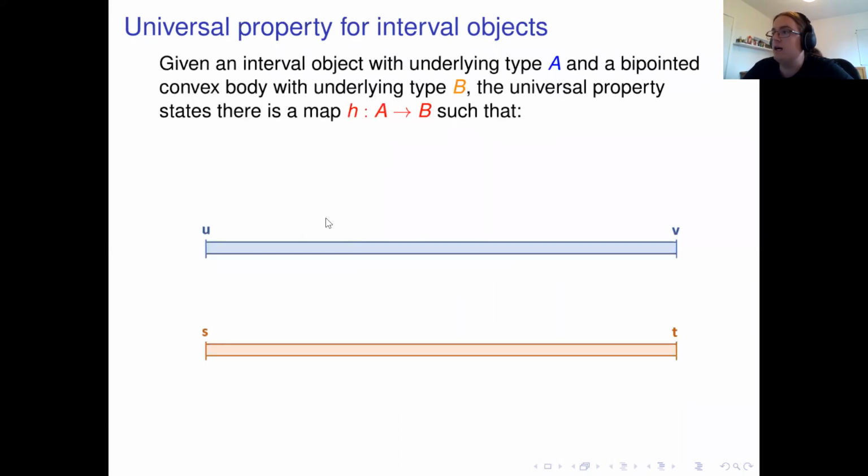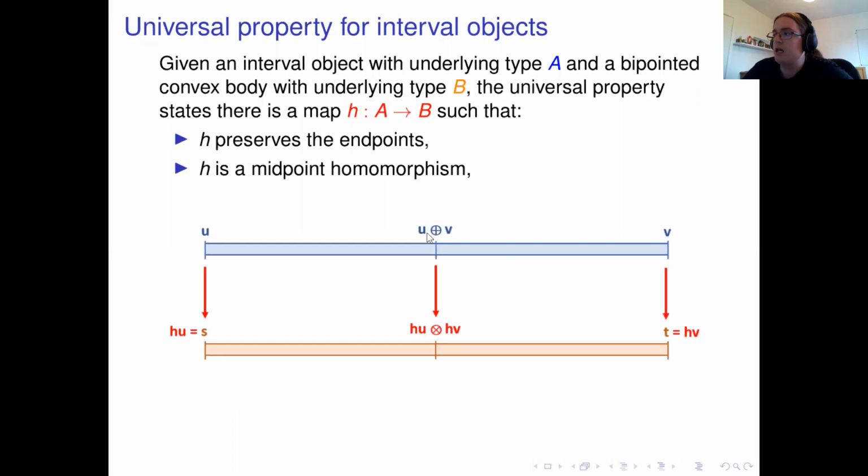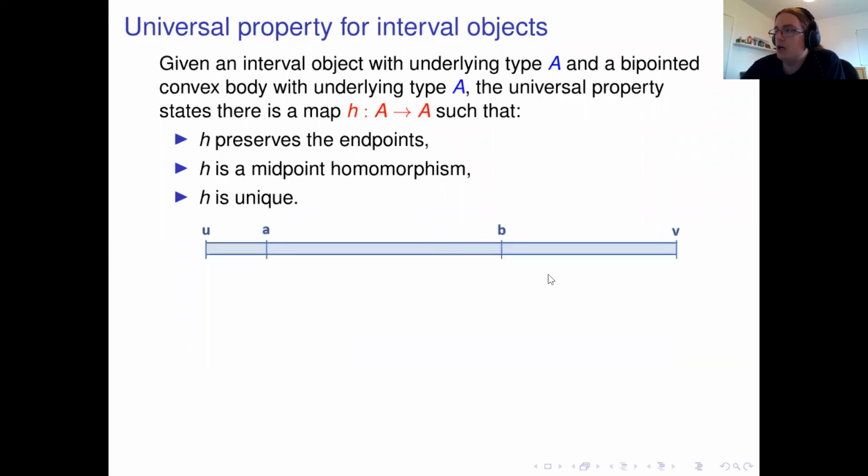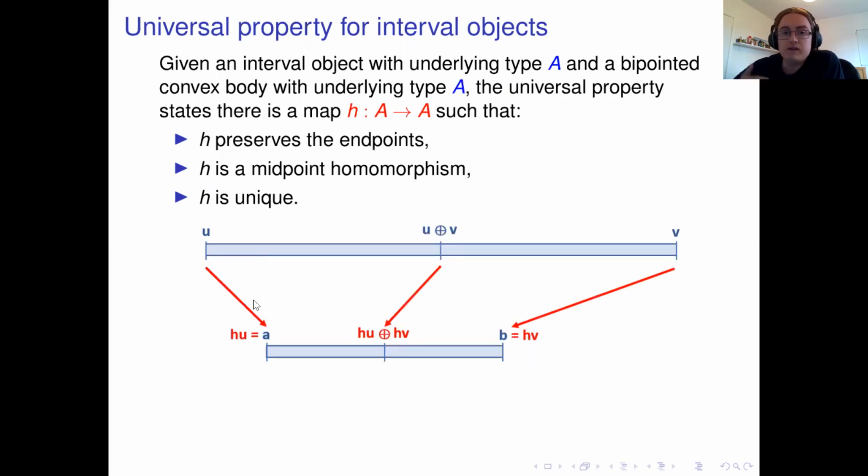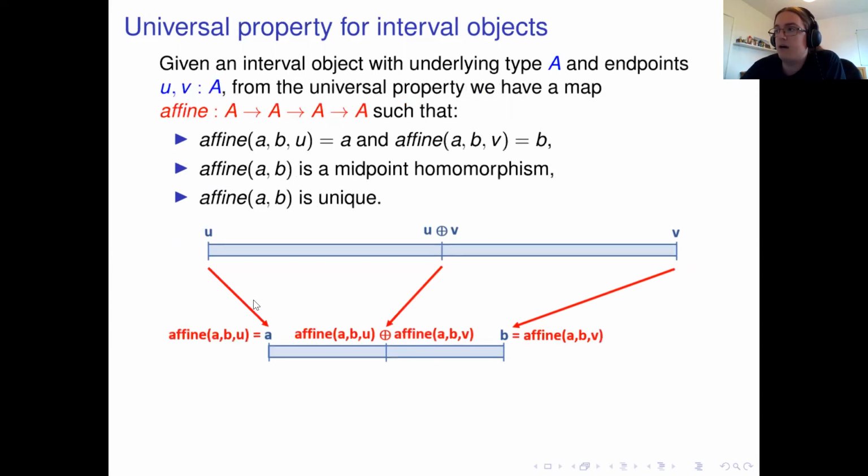So if we look at it visually, the idea is that if we have an interval object in blue here and another convex body in the universe V in orange here, then the map should preserve the endpoints and be a midpoint homomorphism. Therefore, this is a sort of affine mapping of points in A to the relative points in B. And furthermore, this map is unique, as I already said. And we can, of course, utilize the universal property on subintervals of A itself, giving us a map from A to A, which maps points in the whole interval to the subinterval. And because we can do this for any subinterval with endpoints A, B, we can add the choice of these endpoints into the map itself.